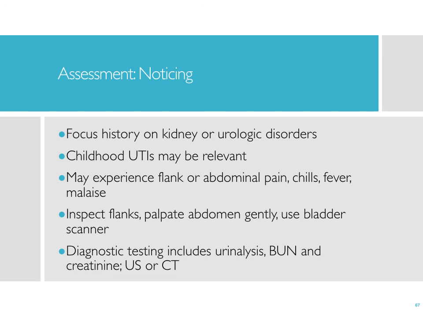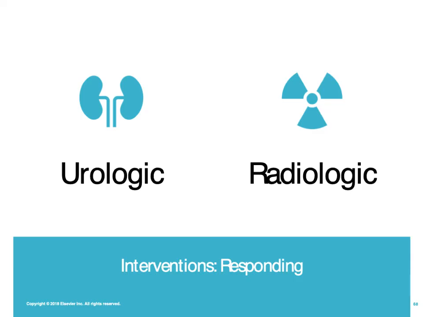Diagnostic tests include a urinalysis, BUN and creatinine, an ultrasound, or a CT of the kidneys. As far as interventions go, urologically, if a kidney stone is causing a problem and making it so that the person has hydronephrosis, then we may want to urologically get those kidney stones out, which could include having a stent placed or having lithotripsy done.